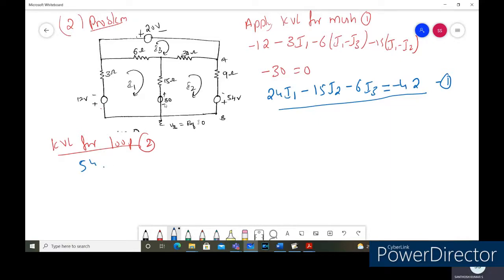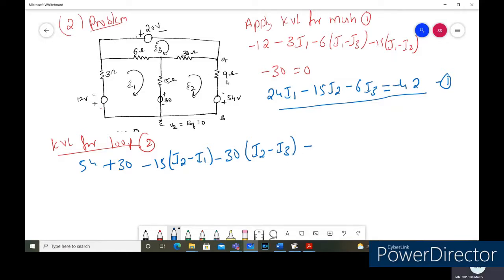Here also the current entering negative, leaving positive, is raising the voltage, so plus 30. And the drop across the 15 is minus 15, and the two currents flowing are I2 and I1, so let us take the difference I2 minus I1. Let us come to the 30 ohm resistor. Again the two currents flowing are I2 and I3, so it is minus 30 into (I2 minus I3).